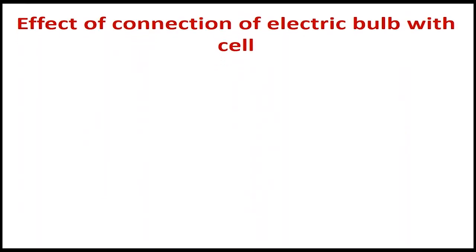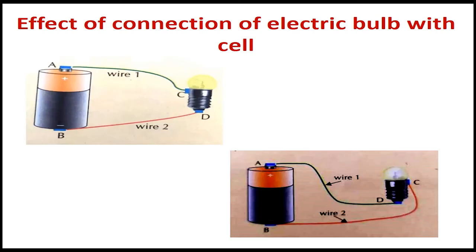Let us connect an electric bulb with an electric cell in different ways and see in which case the bulb glows. In this arrangement, wire 1 is connected to the positive terminal and wire 2 is connected to the negative terminal of the cell. Hence, here the bulb is glowing. In this type of arrangement, wire 1 is connected to the positive terminal and wire 2 is connected to the negative terminal. Here also the bulb is glowing.